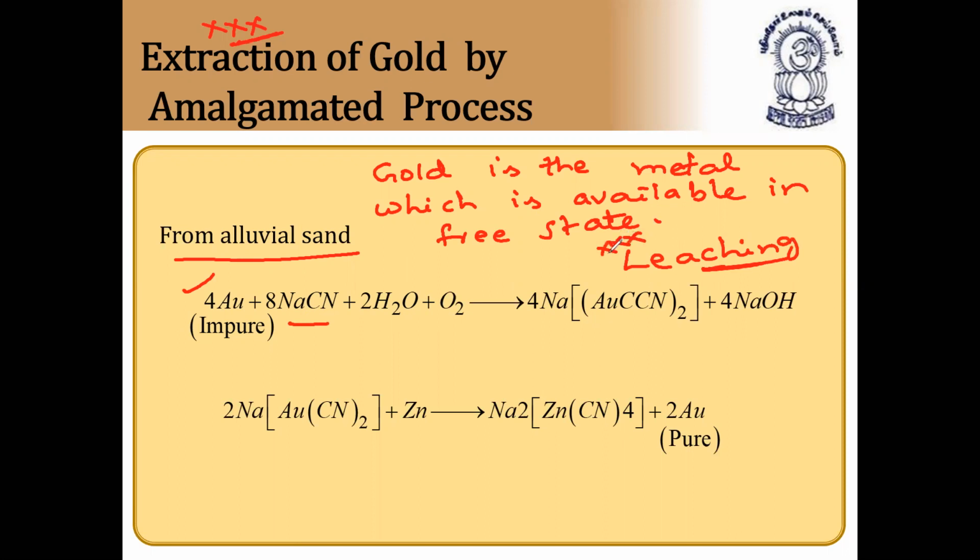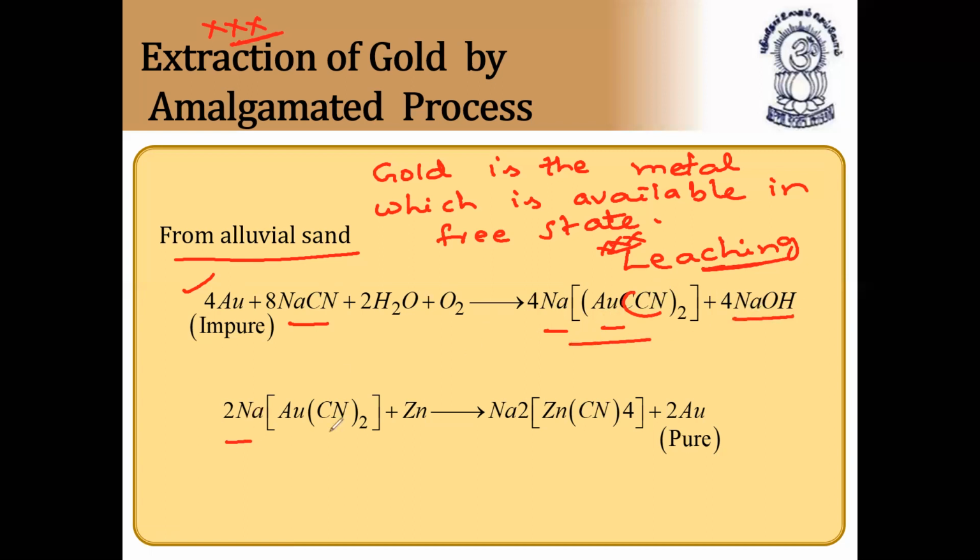What is leaching? A suitable reagent is added so that the metal itself is soluble in it. So sodium cyanide dissolves gold and forms sodium gold cyanide. Sodium gold cyanide, this is in brackets. So AuCN taken as S plus 4NaOH, just like silver.